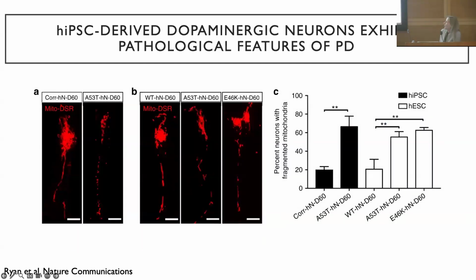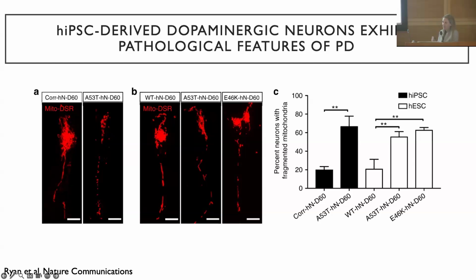And we also see other deficits consistent with PD, including fragmentation of mitochondria. So that's shown here. These are mitochondria labeled by MitoDS red in A53T human neurons. Compared to control, you can see that they're quite fragmented, as opposed to this nice ribbon-like morphology that you see in the corrected. And that's also true in the A53T and E46K mutants as well.